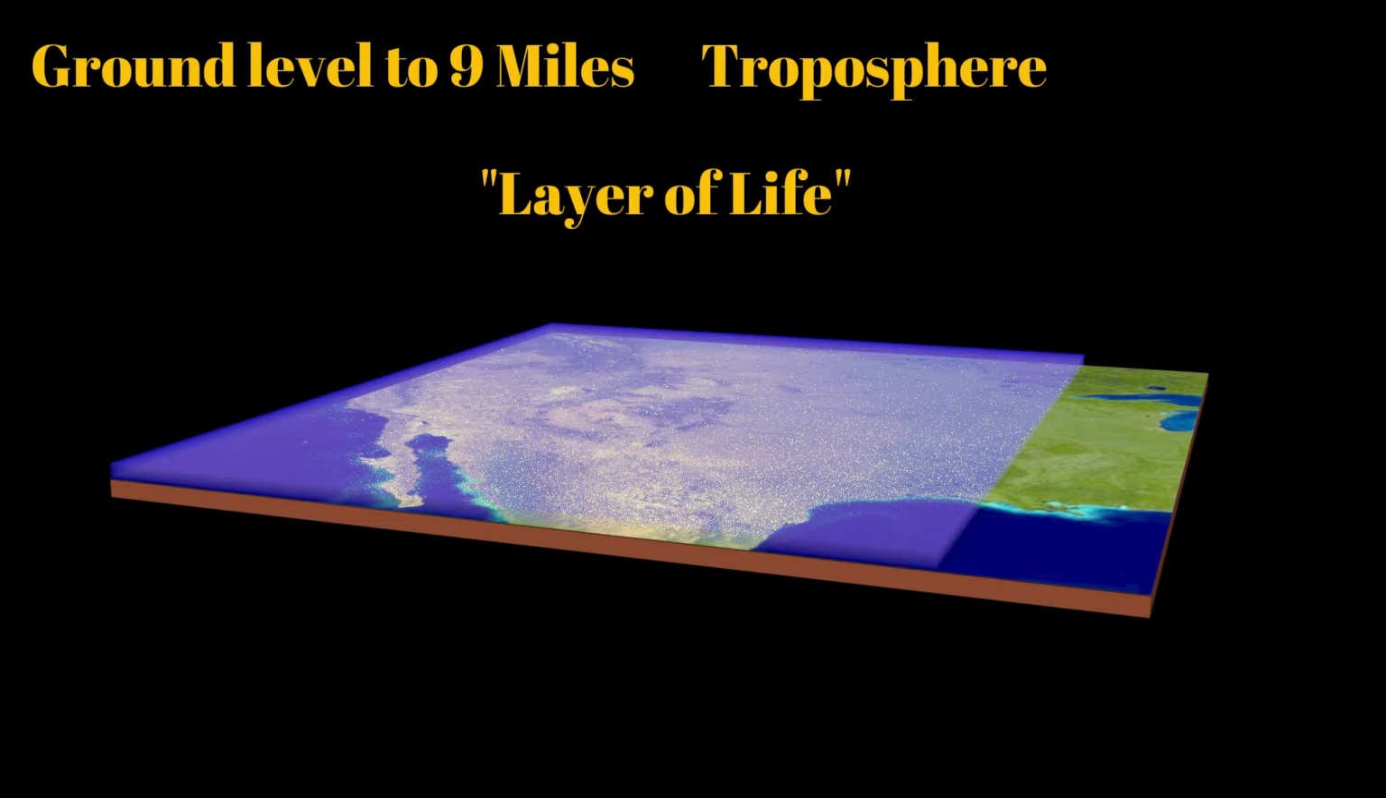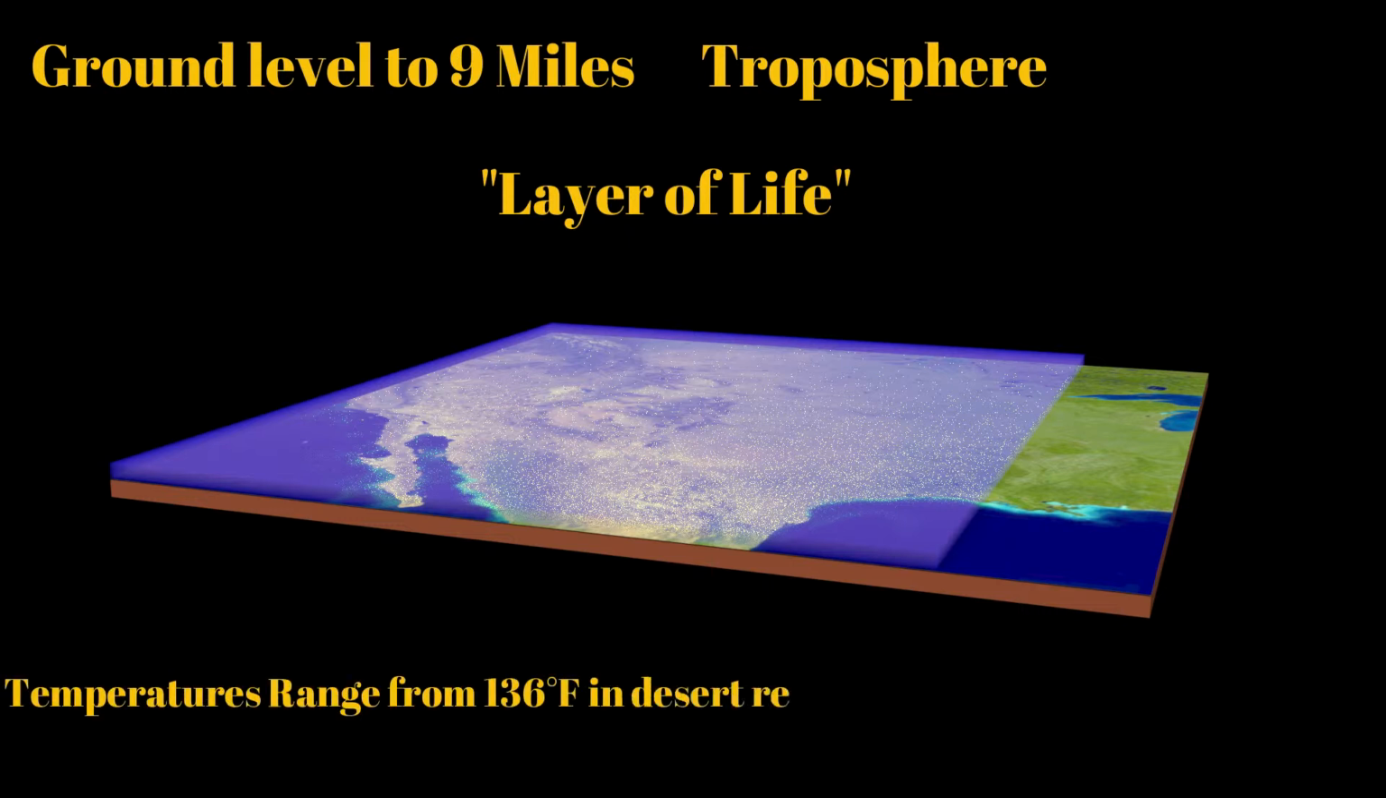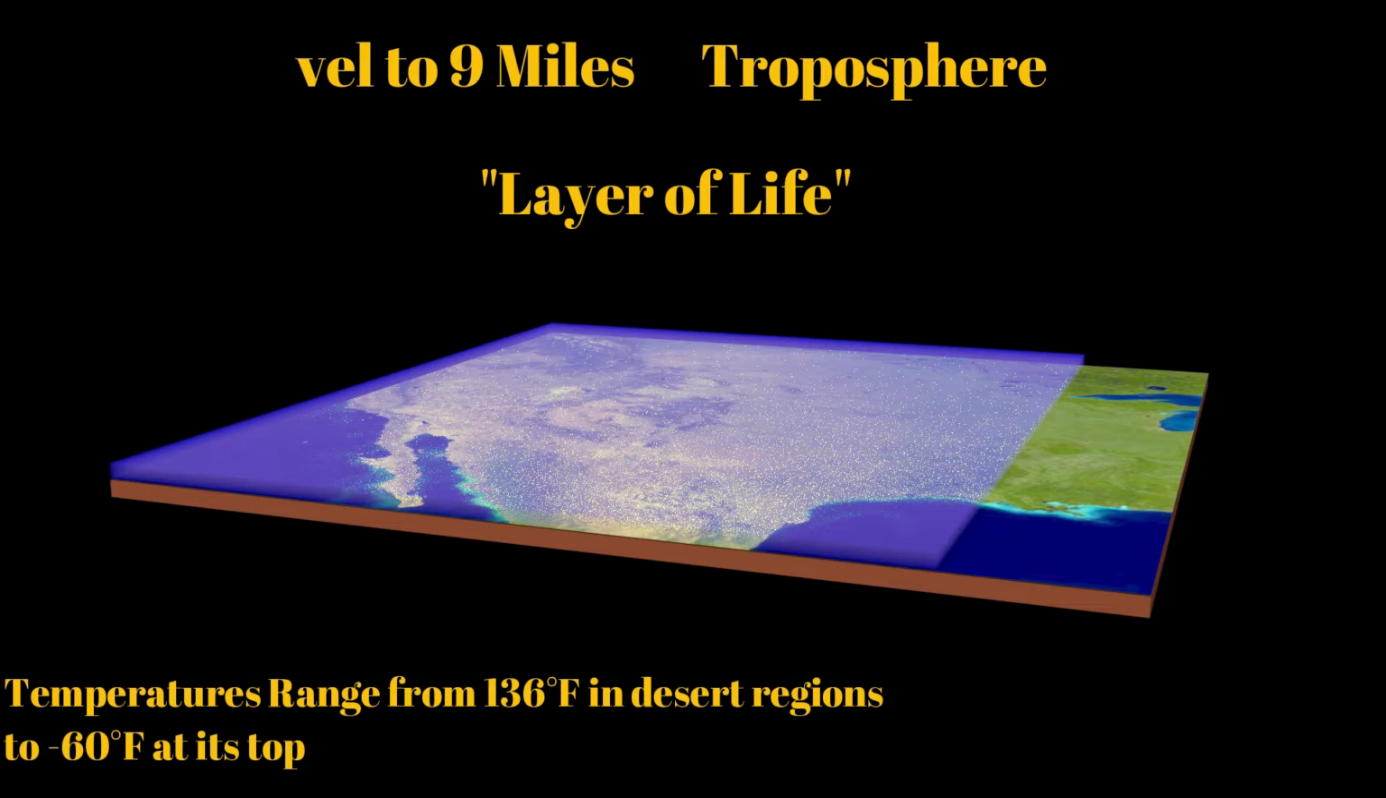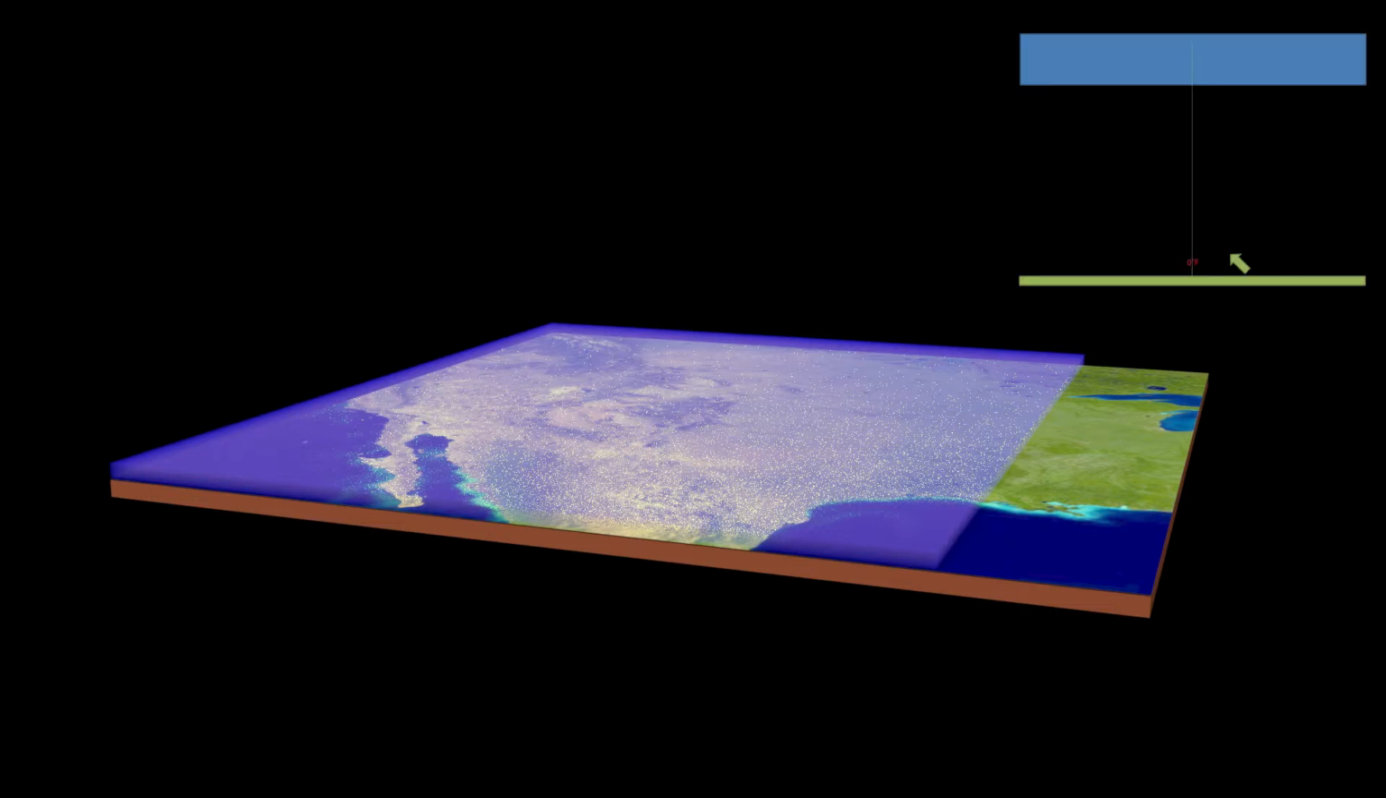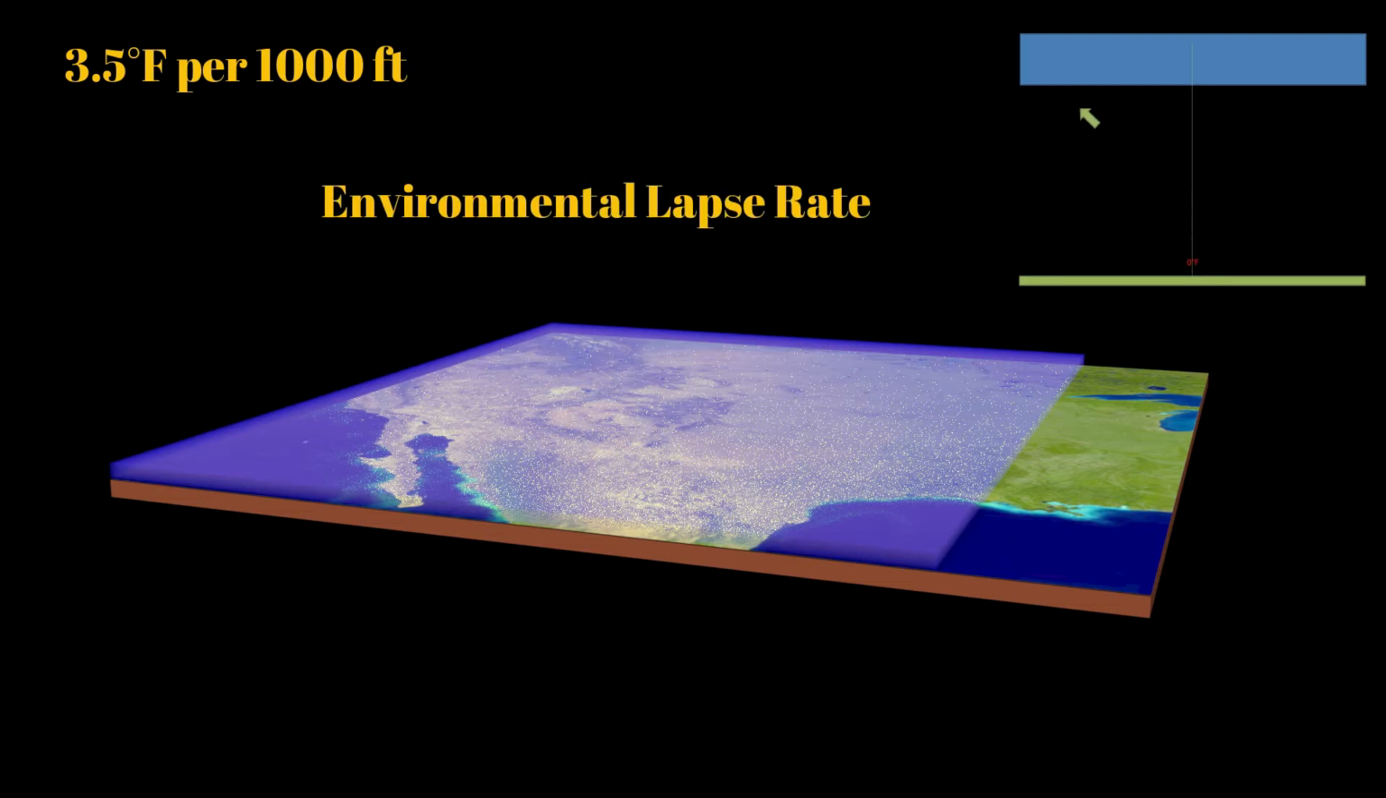All of the air we breathe is here. This is the layer in which weather is contained. The highest concentrations of water and dust particles are found here. Temperatures range from 136 degrees Fahrenheit in desert regions to negative 60 degrees Fahrenheit at its top. These temperatures decrease at a nearly uniform rate, 3.5 degrees Fahrenheit per 1,000 feet. This is called the environmental lapse rate.